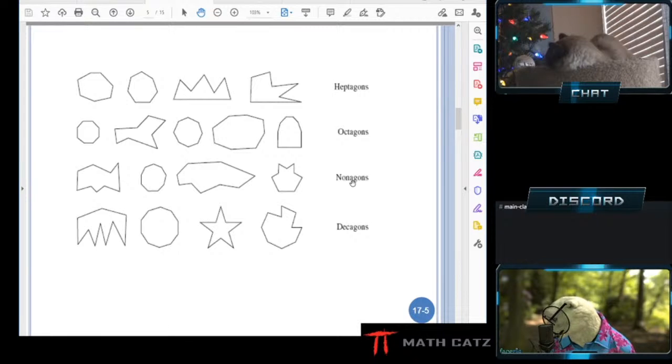Nonagon, 9. And a decagon, deca meaning 10. The star here, 10 sides, satisfies the polygon requirement, though in truth, when we have to draw our own example, we do tend to think about a roundish or bulging shape. Though this guy on the left here, also a decagon. It doesn't have to be that perfect, roundish, balanced, symmetrical shape to qualify as a polygon.